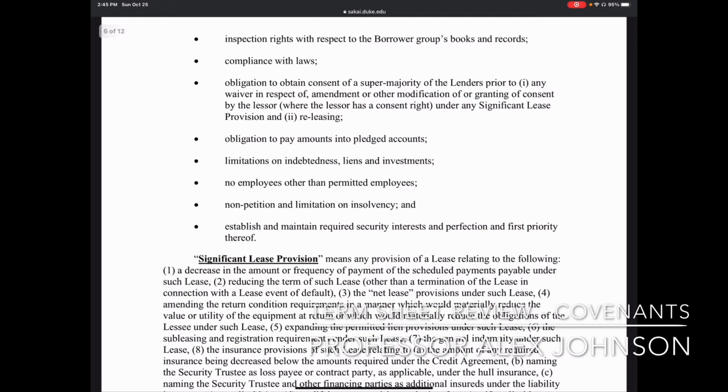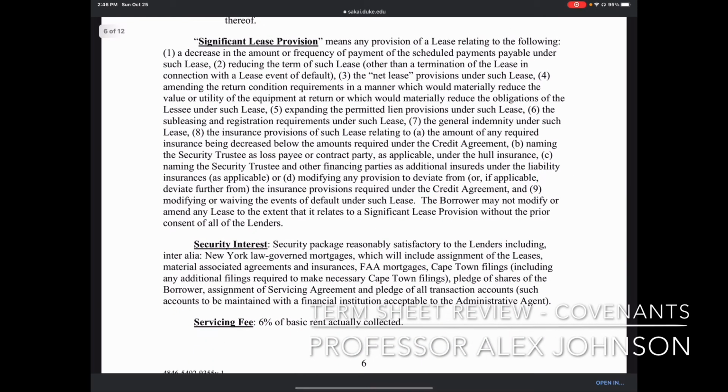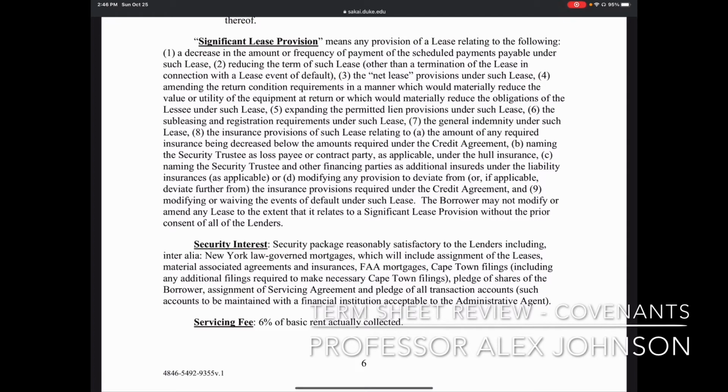You'll probably recognize how these have been drafted in the precedents you have access to. Next, we have significant lease provisions.